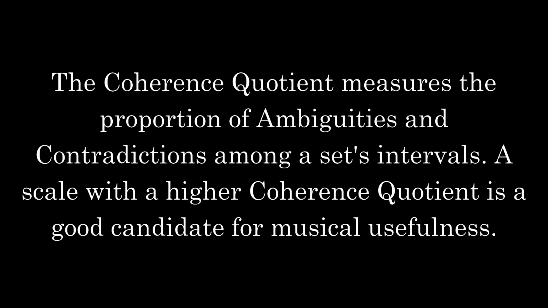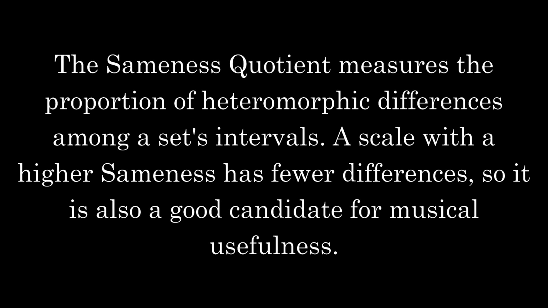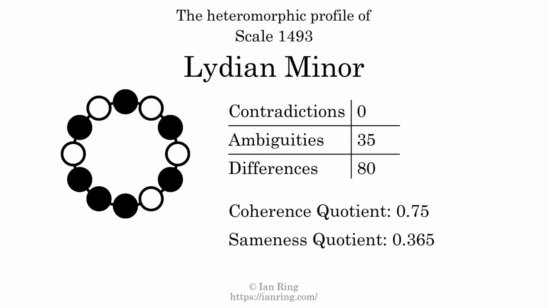The coherence quotient measures the proportion of ambiguities and contradictions among a set's intervals. A scale with a higher coherence quotient is a good candidate for musical usefulness. The coherence quotient is 0.75. The sameness quotient measures the proportion of heteromorphic differences among a set's intervals. A scale with a higher sameness has fewer differences, so it is also a good candidate for musical usefulness. The sameness quotient is 0.365.